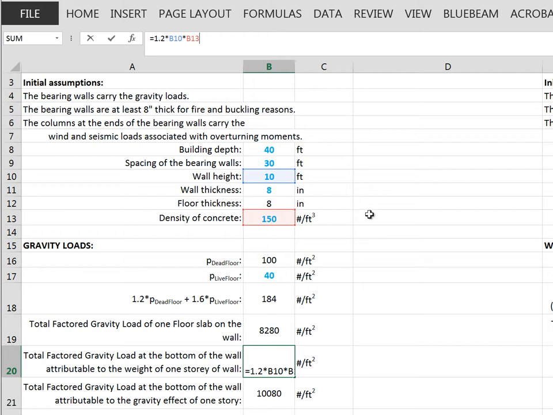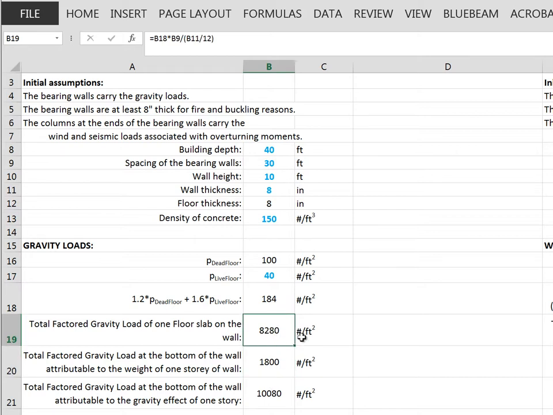And again, this is the same formula we used before where we said the pressure at the bottom of a column of material, in this case the bearing wall is the column, is going to be the height of that column times the density of the material in that column. So we have that formula and it comes down to 1800.